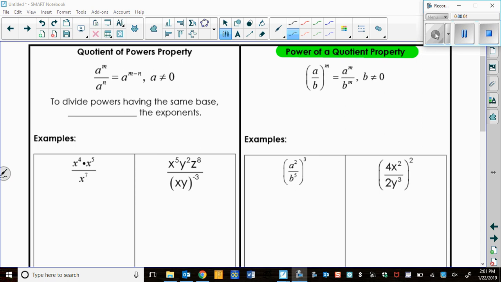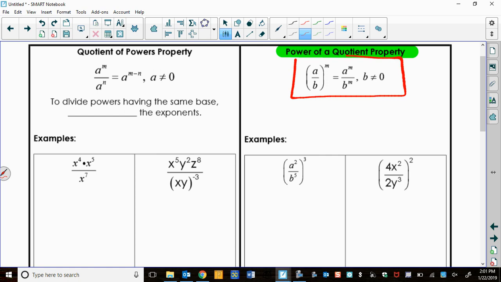Alright class, in this video I'm going to talk about the last rule in the laws of exponents, which is the power of a quotient property. Now, if you look here at the rule that's been provided, we are looking at the exponents. What we're doing really is distributing the exponent of m to both the numerator and the denominator. When you do that, everything that's inside the parentheses is going to be raised by that same exponent. Okay, and just remember, we can never have b in the denominator because then it will make our problem undefined.